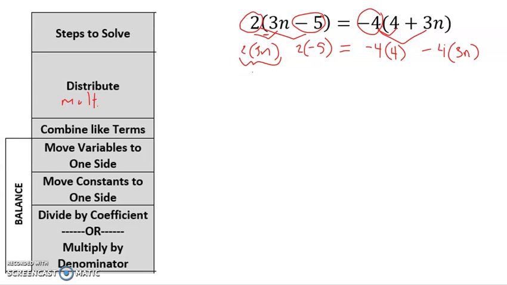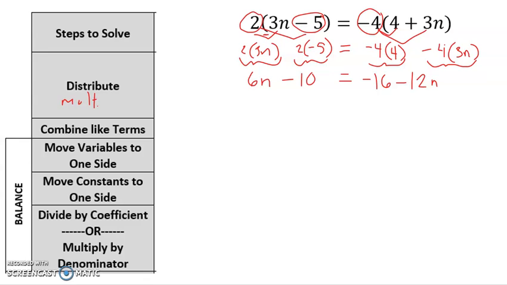So I have 2 times 3n, which will give me 6n. And I have 2 times negative 5, which is going to give me negative 10, equals. Remember, I haven't crossed my equal signs. Don't do anything across the equal signs. All right, I have negative 4 times 4 is negative 16. And then I have negative 4 times 3n is negative 12n.